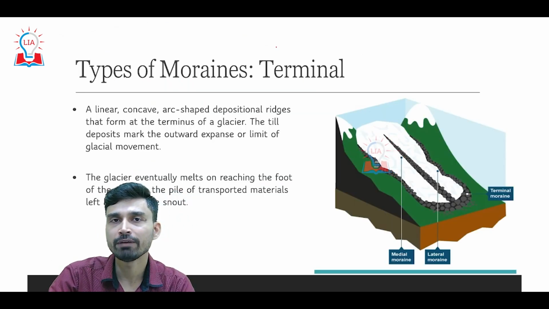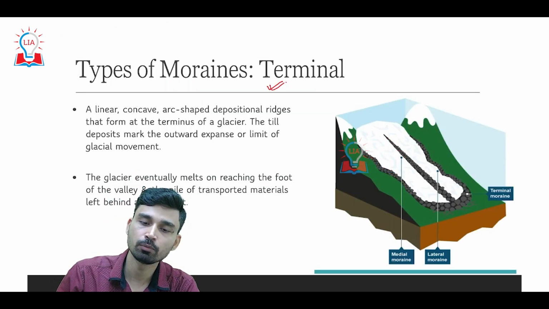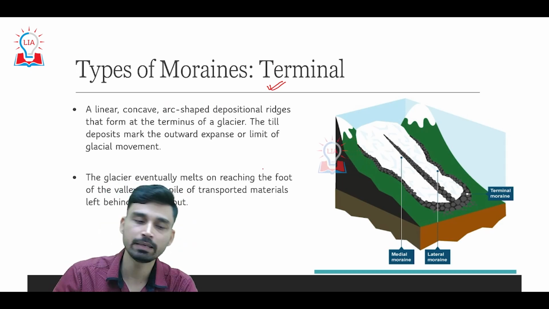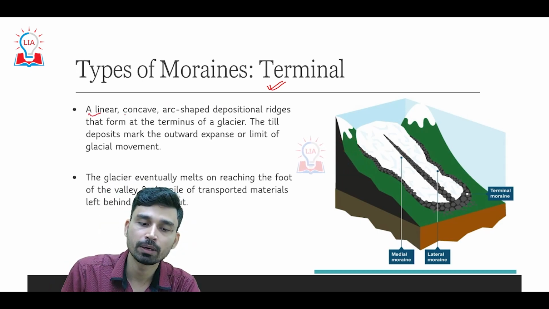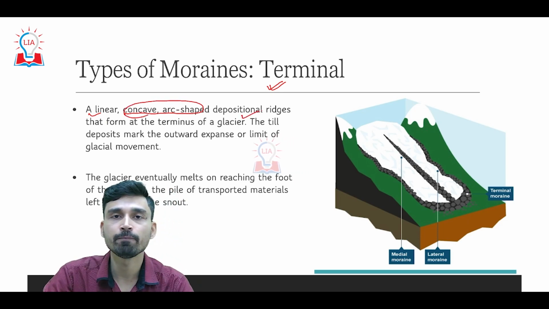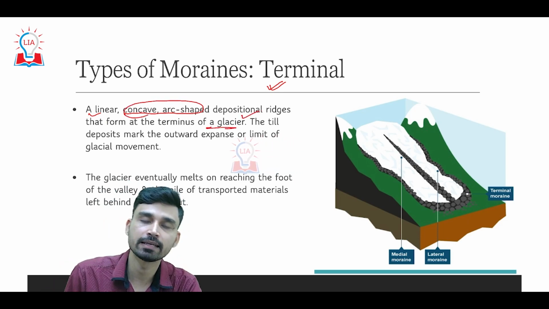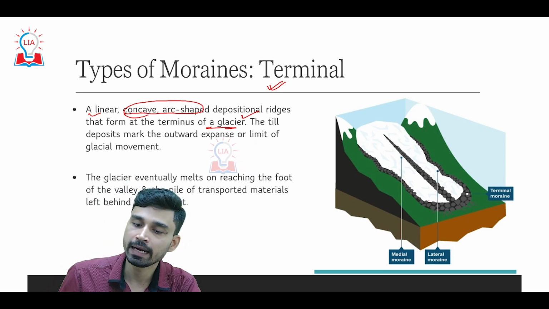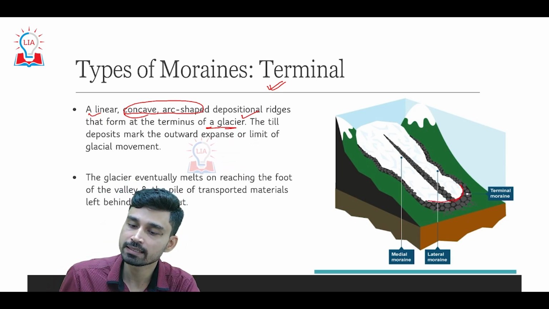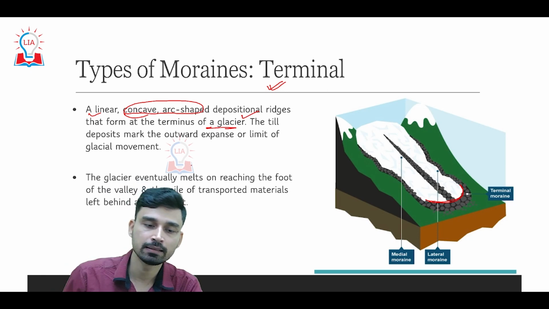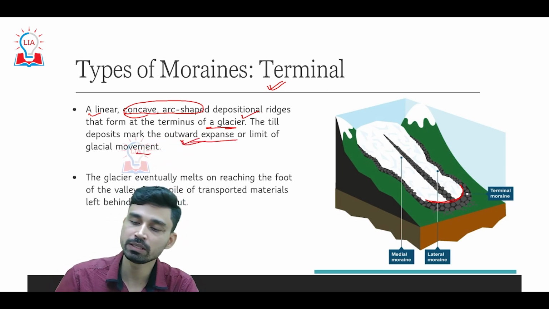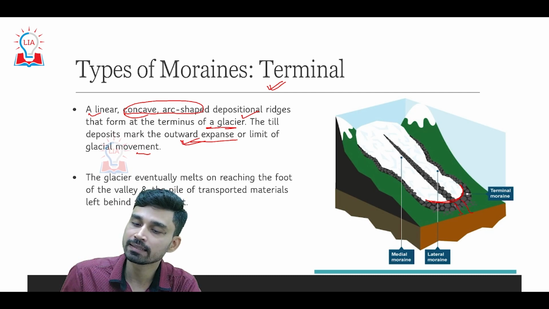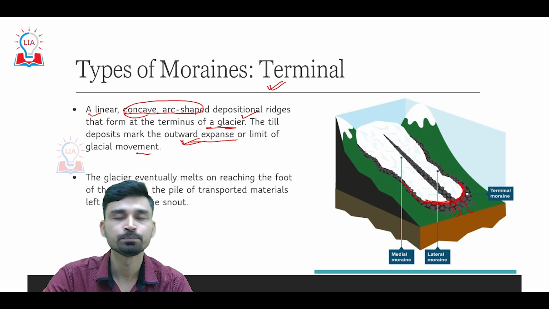The third type of moraine which we can talk about is terminal moraine. Terminal moraine can be described as again a linear but concave and arc-shaped moraine that is deposited at the terminal end of the glacier. Terminal end of the glacier means the endward portion, the snout of the glacier in the downward valley. And thus the till deposit marks the outward expanse or limit of the glacial movement. That means beyond that there is no glacier present. This is the maximum extent up to which we can find the glacier.